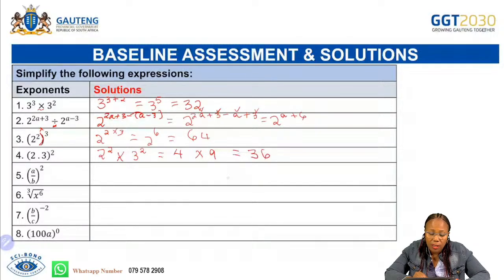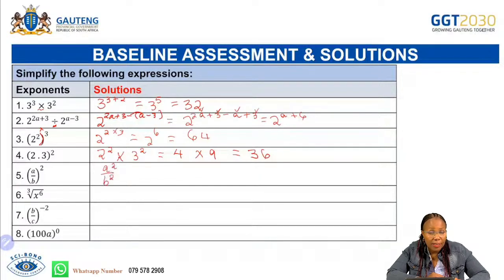to 36. And then number 5, again, we have A over B, the quotient, because we are dividing, but both of them are sharing the same exponent 2. So it will be A to the power 2 over B to the power 2.